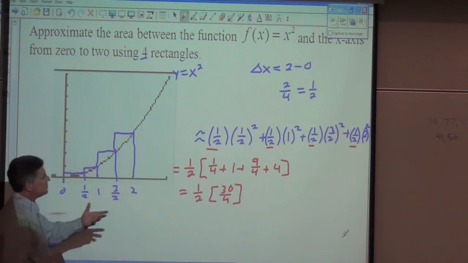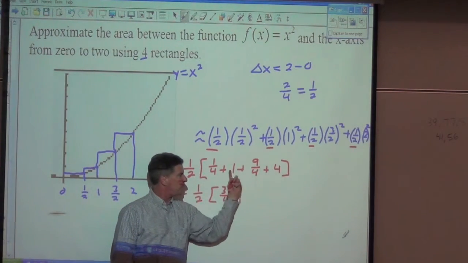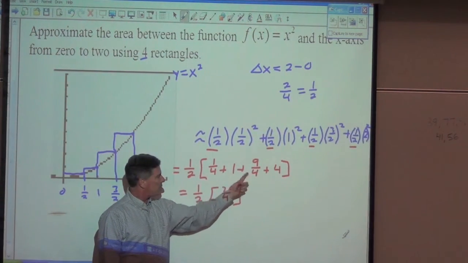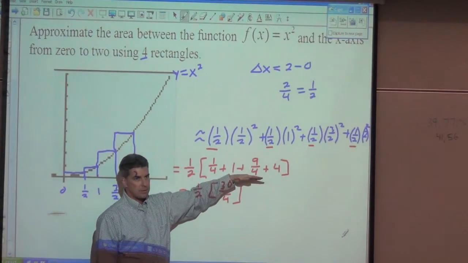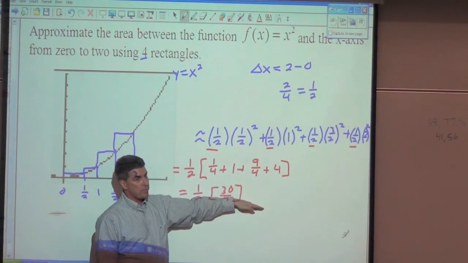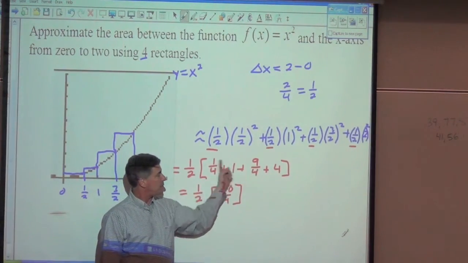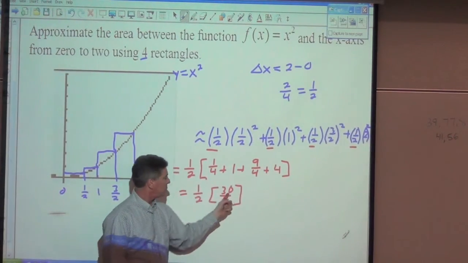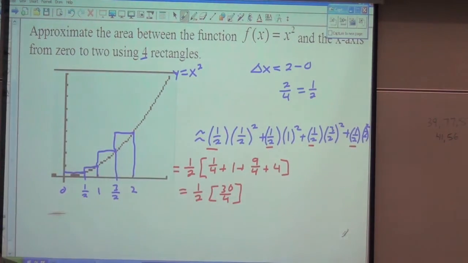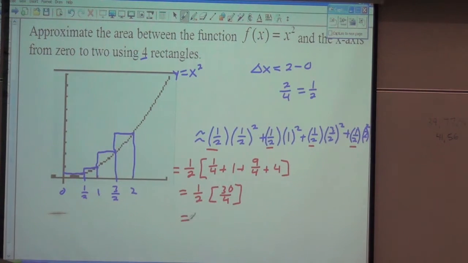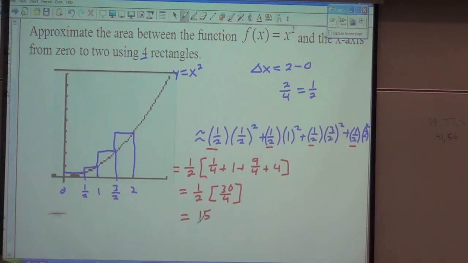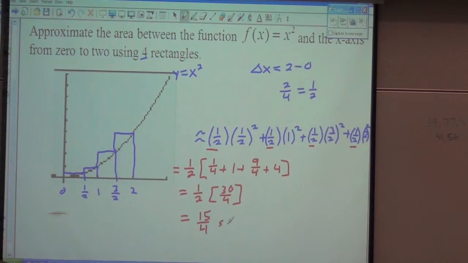So I sort of combined some stuff there. I said, okay, 1 plus 4 is 5. I knew these were over 4, so I thought 5 is 20 over 4. And then 1/4 plus 9/4 is 10/4, plus 20 over 4 is 30 over 4. And then 2 goes into 30 15 times, so we get 15 over 4 square units.